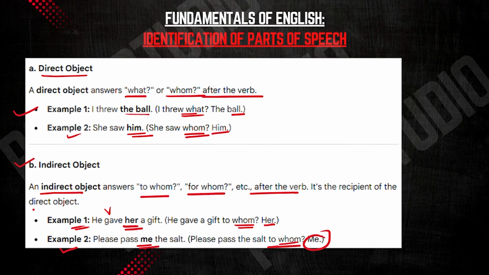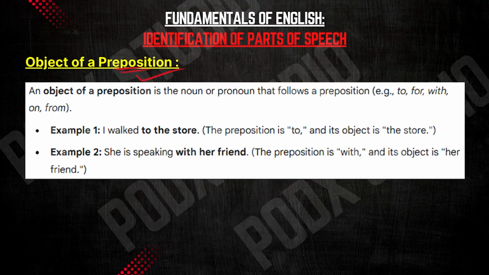Okay, let's move further. The object of preposition, as I told you before the example, is the noun or pronoun that follows the preposition. If the object is coming after the preposition, that is called the object of preposition. For example number 1. I walked to the store. Here to is a preposition, and the store is coming after the preposition. That's why it's called the object of preposition.